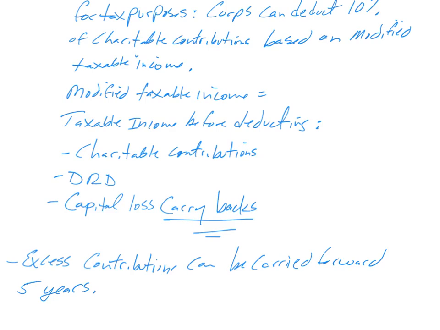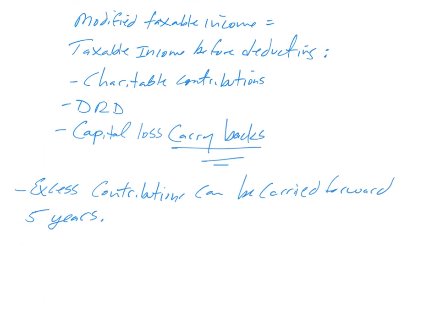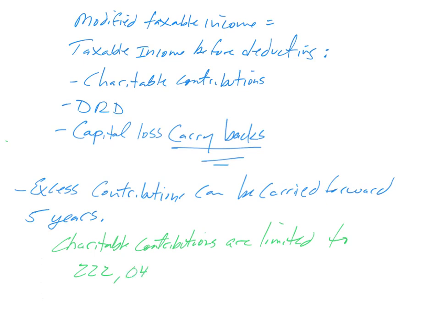So based on all of that, what do we have to do? Well, we have to go back and calculate, back here where we were looking at our charitable contributions. What do we know? Well, we know that our charitable contributions are limited to 10% of that income before charitable contribution and dividends received deduction. So we're limited to $222,040. That's what we're limited to, okay? Received deduction. So let's take a look and find that.